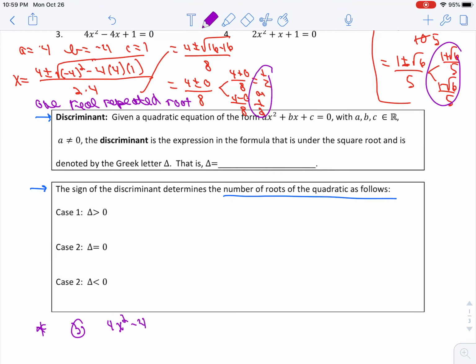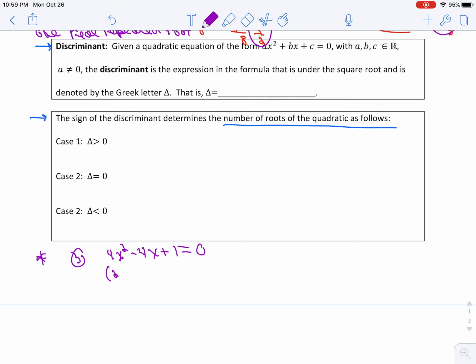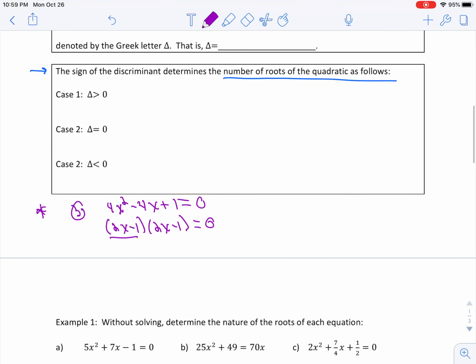So we have 4x squared minus 4x plus 1 equals 0. You actually could solve that by factoring. It factors as 2x minus 1 times 2x minus 1. You can check that with FOIL, equals 0. And then remember how you solve problems like this. This means that 2x minus 1 equals 0, or 2x minus 1 equals 0, which means x equals 1/2, or x equals 1/2, which is what we just got.